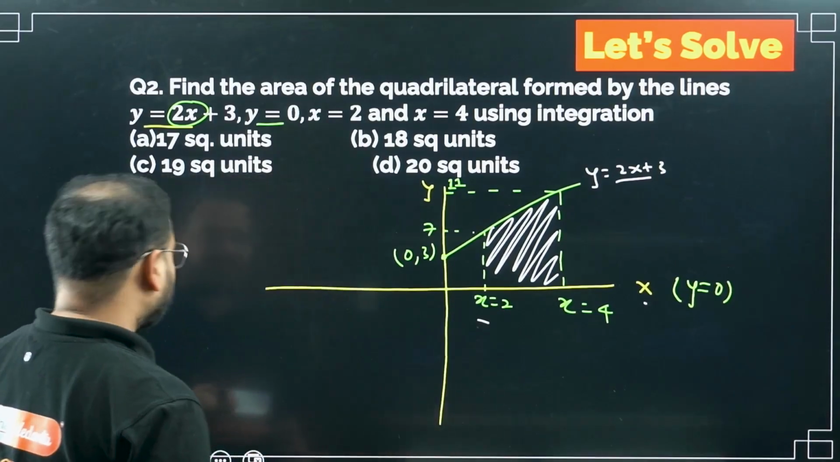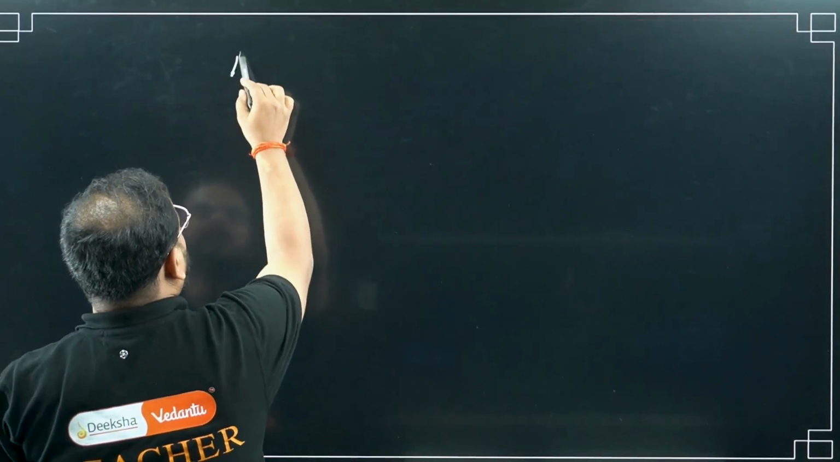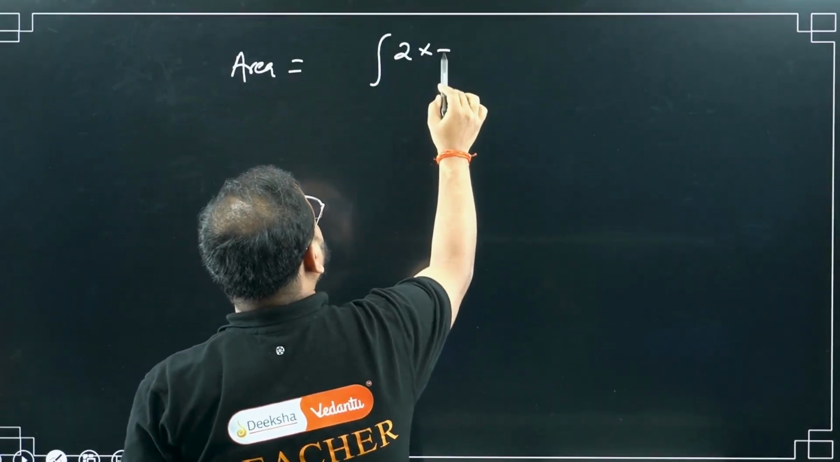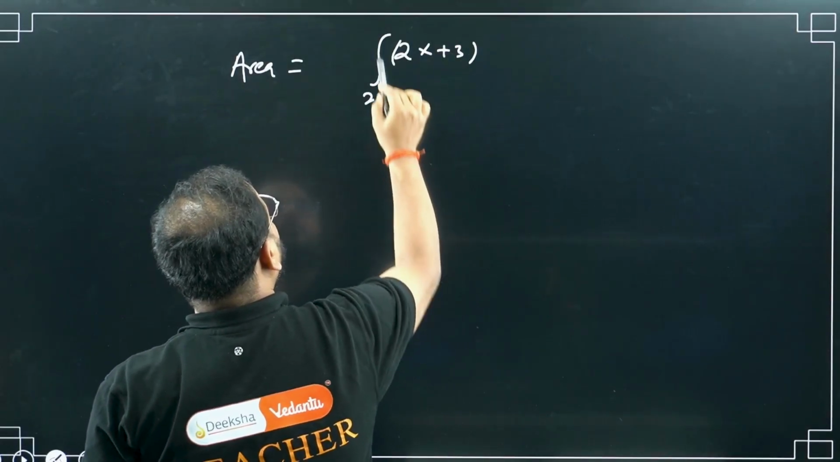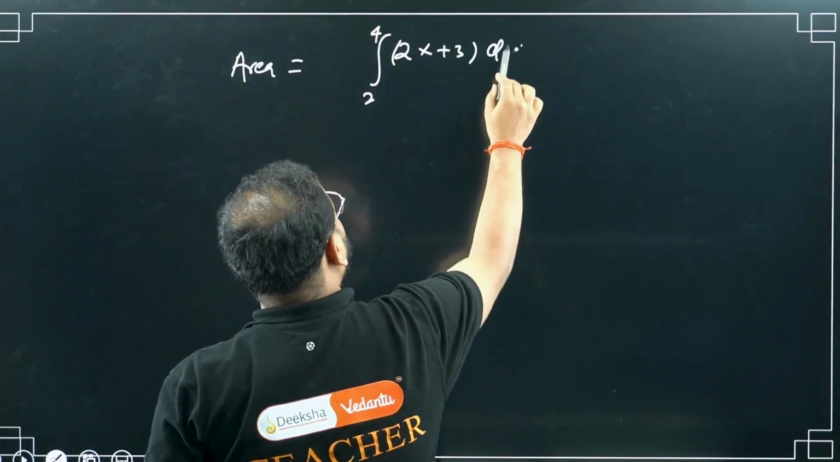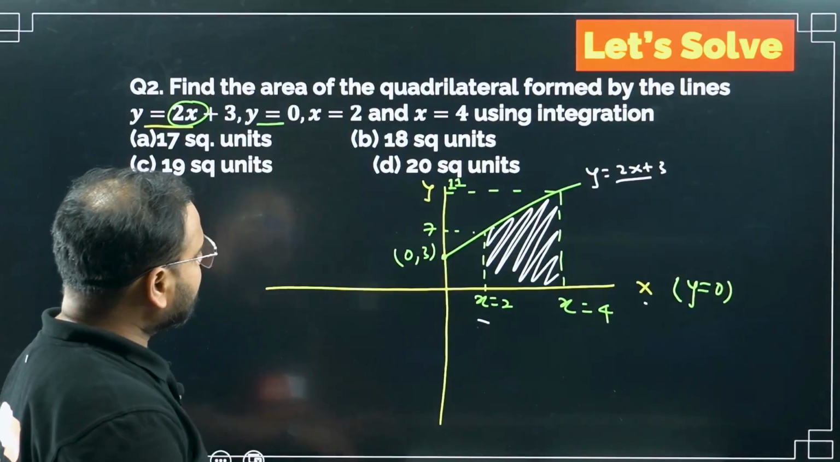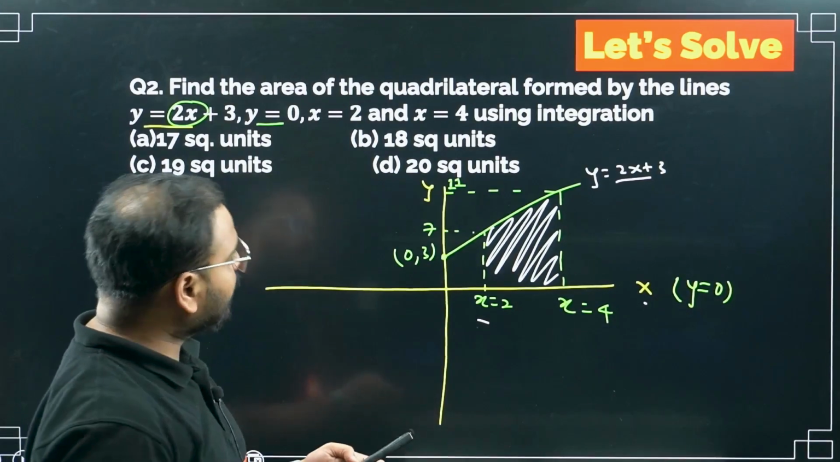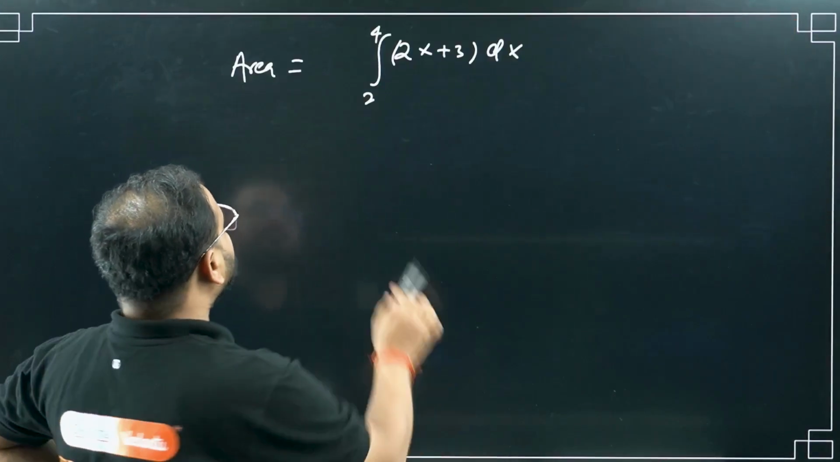So if I write this integration like this, I'll get this area as the integration of what? 2x plus 3 from where to where? From 2 to 4. With what variable? With x. My job is done. Please check, 2 to 4 because the boundaries are 2 to 4. Correct? Okay. Moving on.